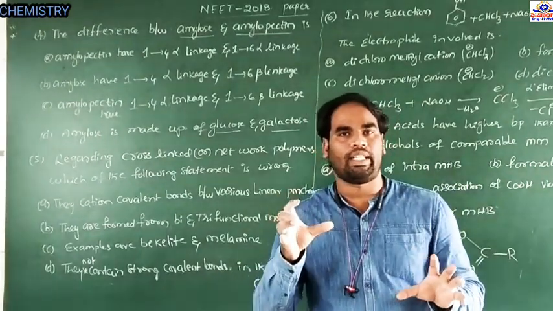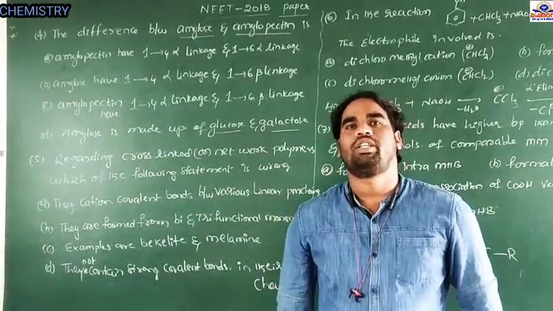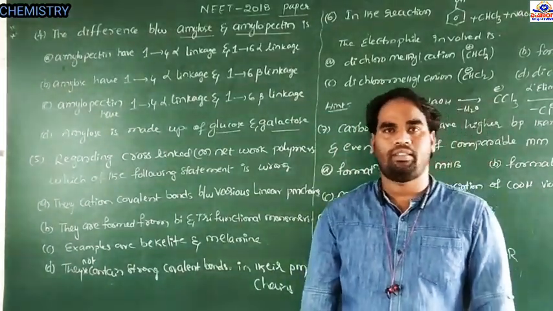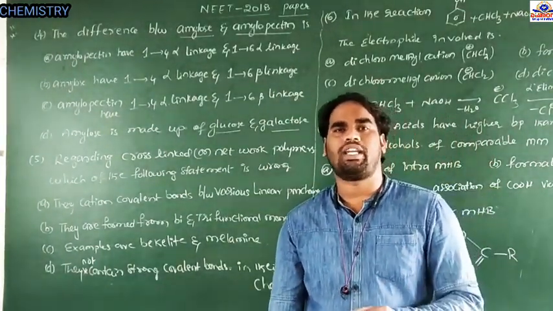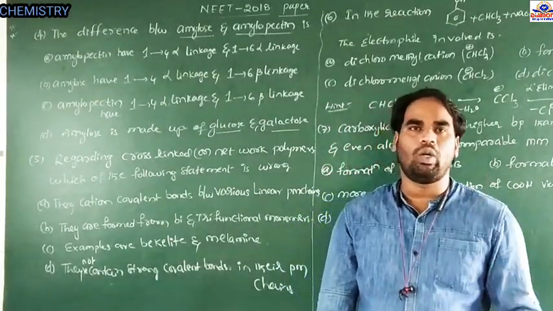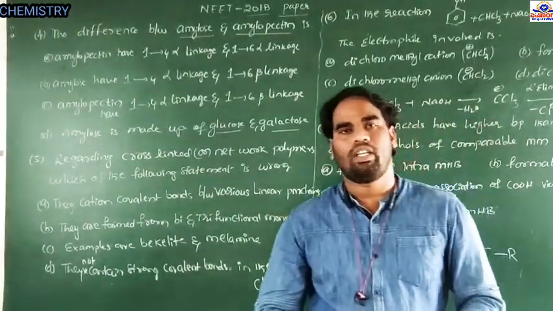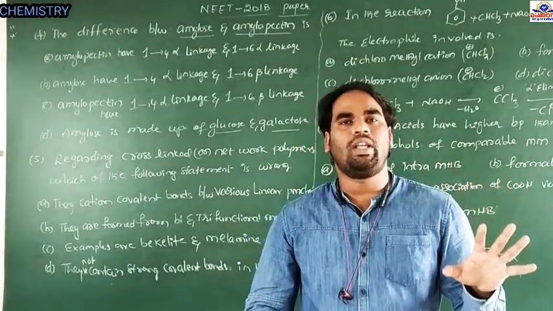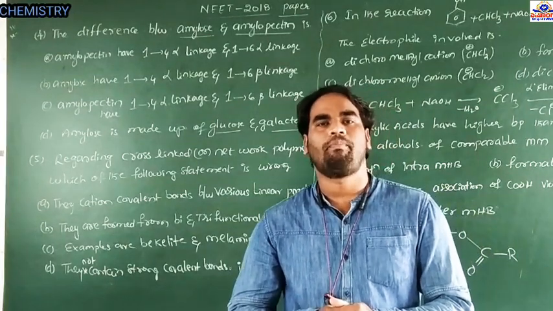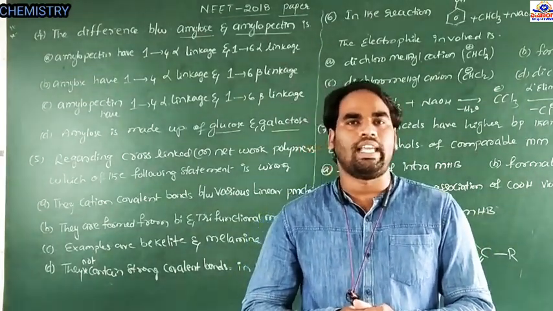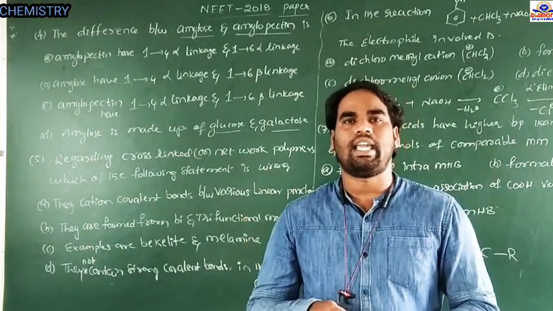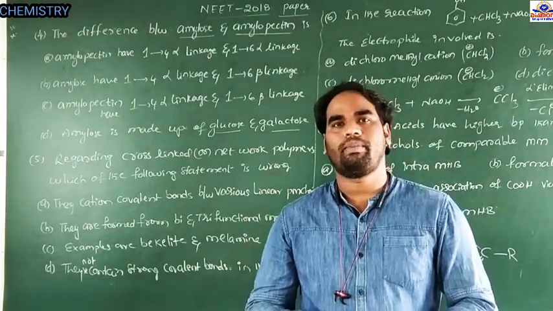amylose and amylopectin, they are part of starch. So starch is a polysaccharide, and that starch polysaccharide consists of two parts. Those are amylose and amylopectin. First, go to amylose. Amylose is a linear polymer. Amylopectin is a branched polymer.